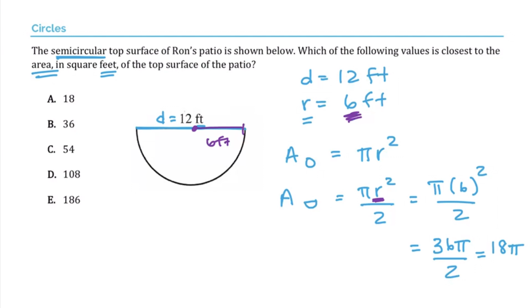Now it asks us which of the following values is closest. If we look at the answer choices, notice that 18 pi is not an answer choice. 18 pi would be our precise answer, but if we're just trying to get as close as possible, remember pi is approximately 3.14, so you could do 18 times 3.14, or 18 times pi, and then just see which one you're closest to. So 18 times pi is 56.54, etc., because we have more decimals coming later.